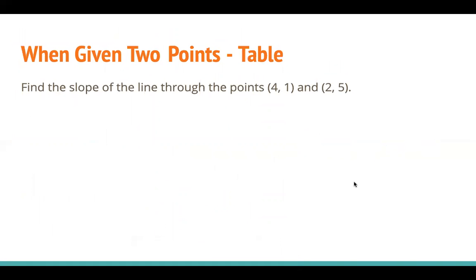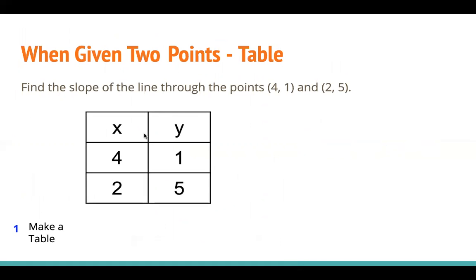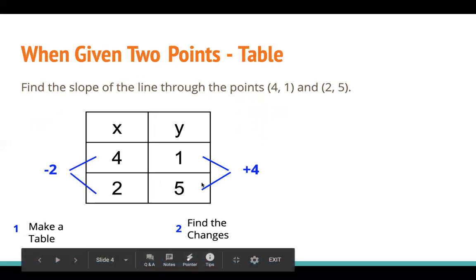This is a table. So if you like looking at tables instead of making a graph, you can first make a table. So I put my points in. The first point, (4, 1), goes in there, x, y, and then the other point, (2, 5), goes in there. Now I'm going to look for the changes. My changes, I'm looking for what value is either added or subtracted to get from one to the next. I'll do delta y first. So from 1 to 5, I'd have to add 4. For delta x, from 4 to 2, I'd have to subtract 2. So there's my 2 changes.